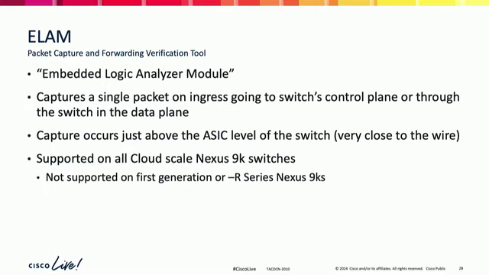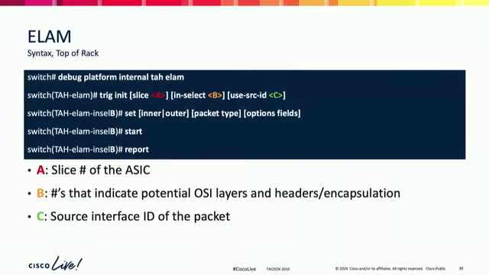Because we have to determine that forwarding decision, we have to take this packet capture very close to the wire at the ASIC level. And the specificity of this capture means that it is only supported on cloud scale Nexus 9Ks, not first generation or R series Nexus 9Ks. That said, the syntax for ELAM is fairly simple and can be broken down into 5 general steps. The first of which is defining your debug. The second, defining the trigger at the ASIC. The third, setting the flow that you want to trigger for at the ASIC. And the fourth is to start the capture once you're ready. Once you believe that the packet has arrived at the switch, you can then report on it in order to get the particular report for the ELAM.